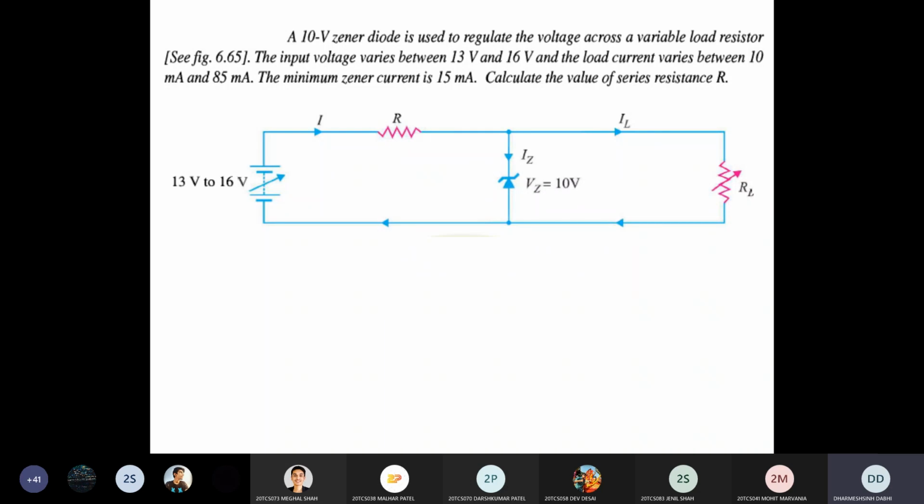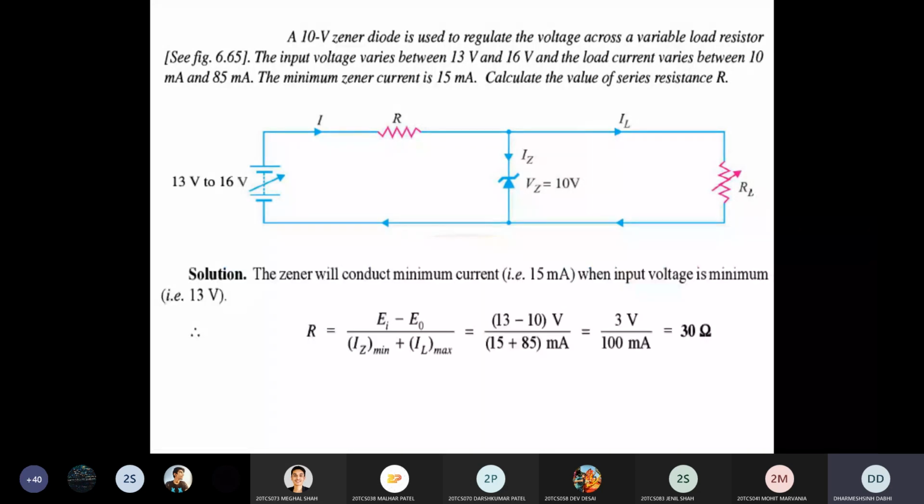So here you can see that the minimum current of the Zener diode is given. So you take the minimum voltage, which is 13 volt, and Zener voltage is 10 volt. So how much voltage across this resistance? Sir, 13 minus 10, divided by 15 plus 85. Yes, very good.